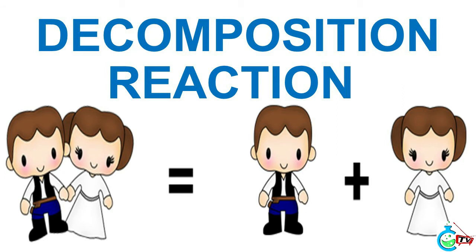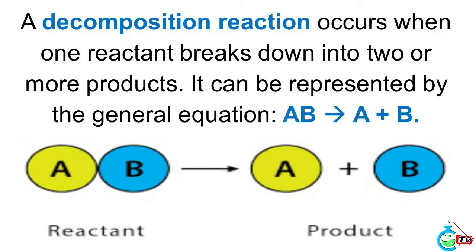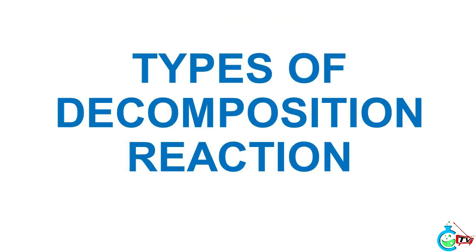Decomposition reaction. A decomposition reaction occurs when one reactant breaks down into two or more products. It can be represented by the general equation AB yields A plus B. Types of decomposition reaction.